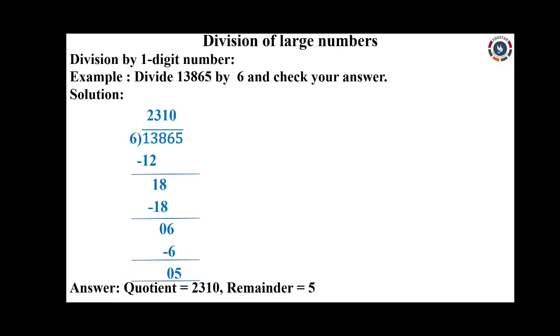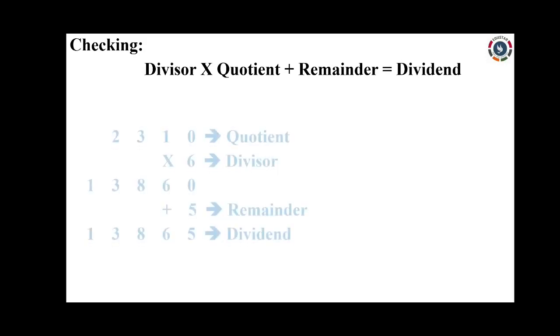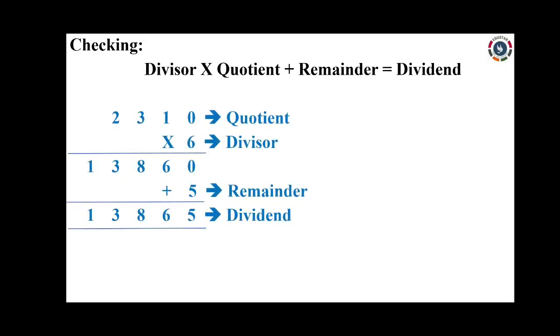Now let us check whether the quotient and the remainder we got are right or wrong using the division algorithm. Division algorithm is divisor into quotient plus remainder, which is equal to dividend. Quotient we got is 2310. Divisor is 6. After multiplying we got 13,860.